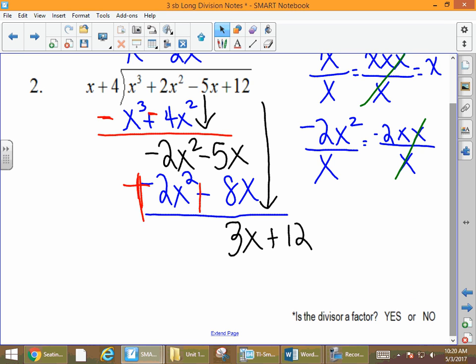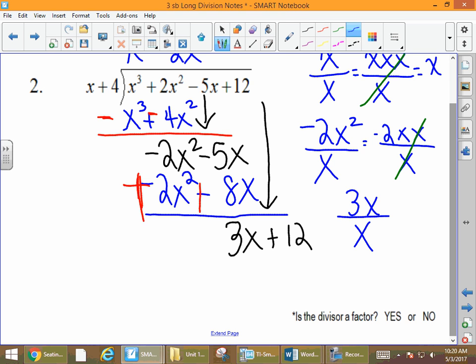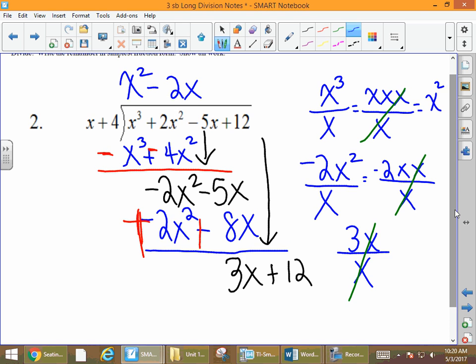And we go through that same process. We're repeating the process again. We want to get rid of the highest degree term. Our highest degree term this time is 3x, and divide by x. The x's cancel out, and we're just left with 3. It's positive 3x divided by positive x, which is positive 3.